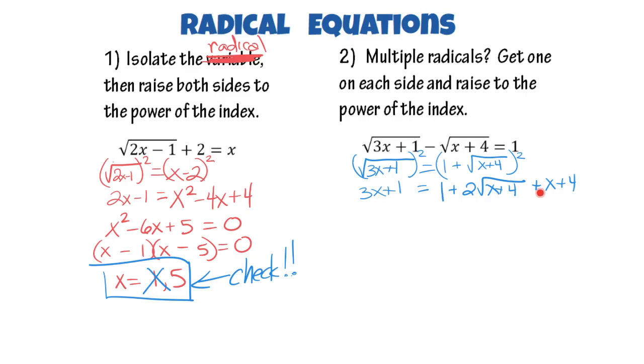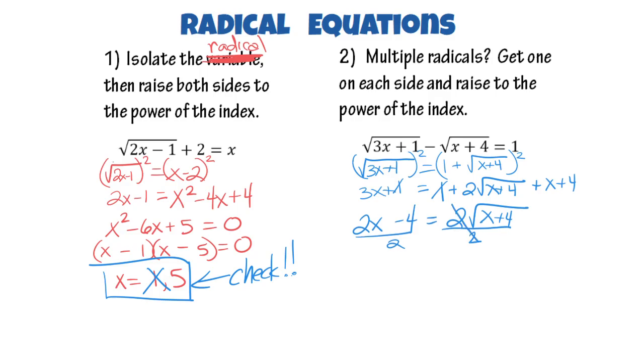So I'm going to peel stuff over to the other side. If I subtract this 1, those are going to cancel out. That's nice. I'm going to subtract this x. That's going to get me a 2x. Subtract the 4. And I have 2 square root of x plus 4. Now I'm going to go ahead and divide both sides by 2 because it's going to divide so beautifully.